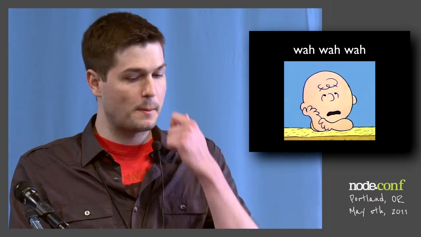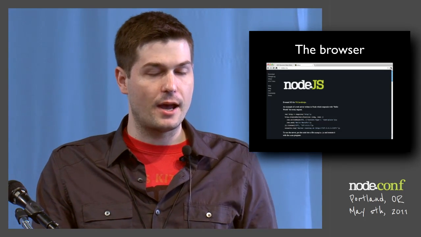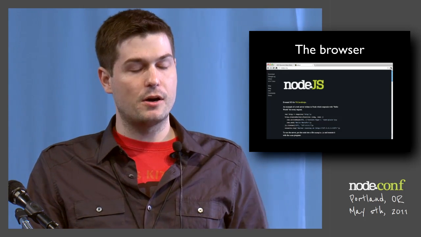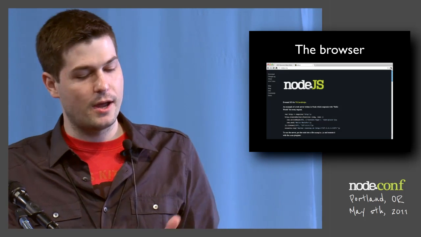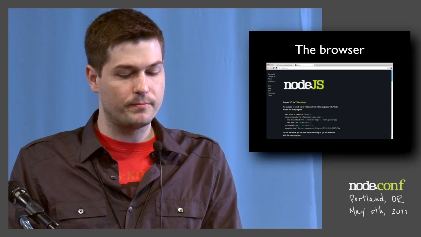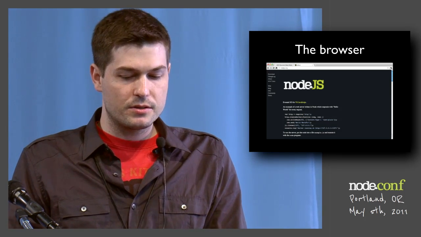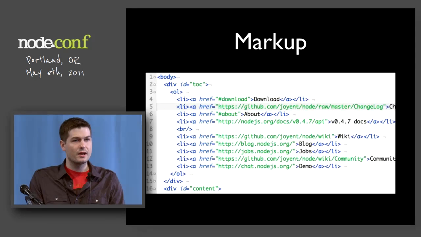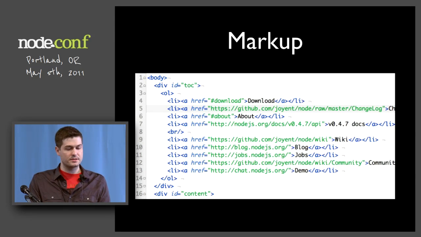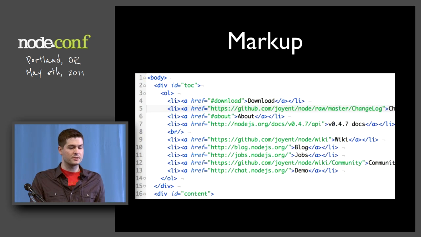So when I think of the DOM, my mind immediately goes to a browser. This is the Node.js homepage, and the image here is the result of markup being turned into a DOM, being styled, being run through a reflow-like engine, and then being rendered to an image. As an example, here's some markup. It's the TOC, the links, the navigation on the left hand of the page.